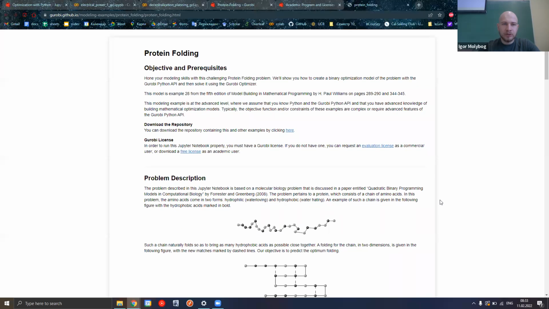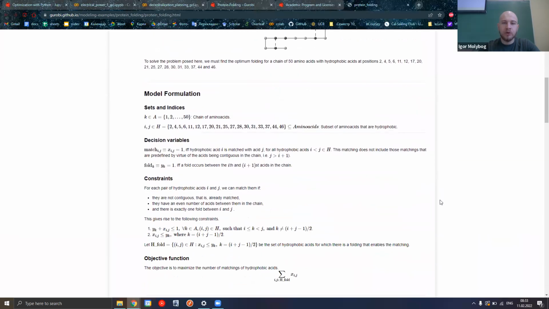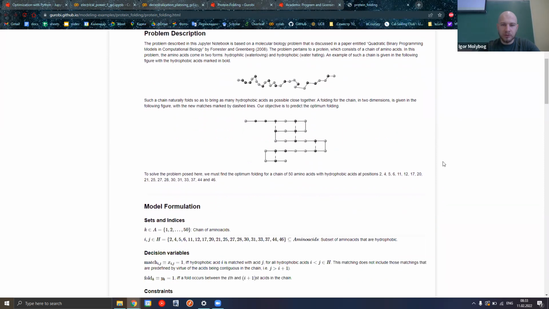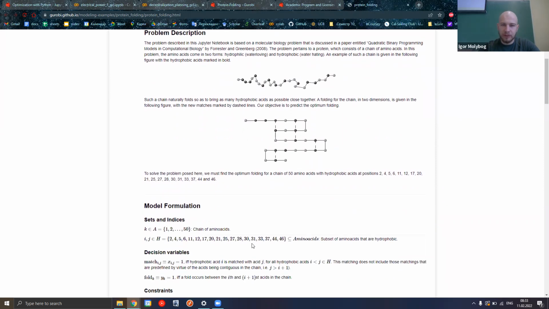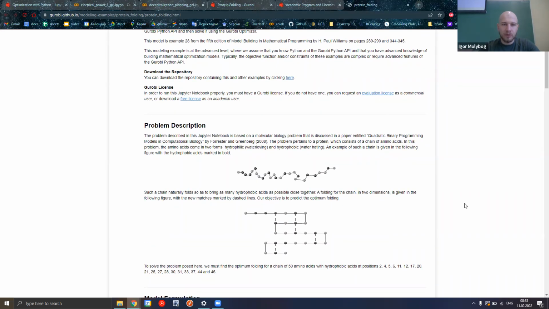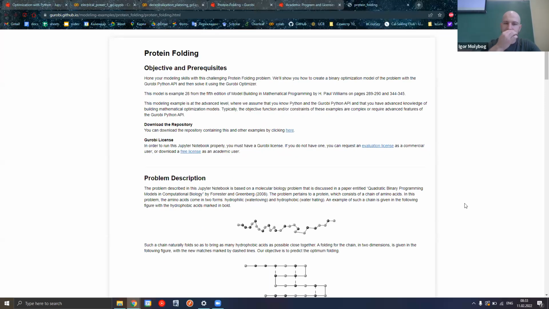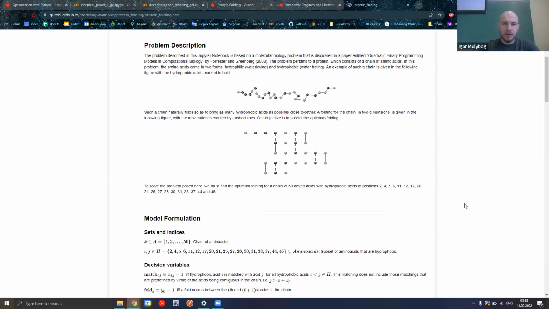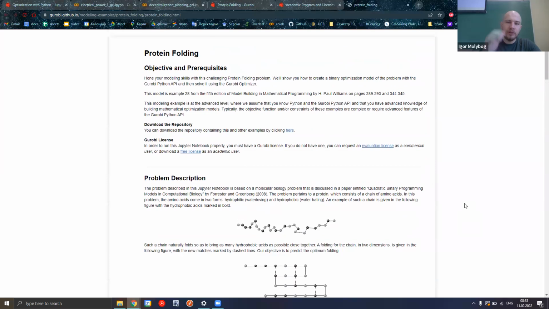Even though we cannot solve it with Colab notebook for the specific size, just because it's too big, if we were to change the size of the problem, like put in fewer variables, we would definitely be able to solve it, even with the Colab. So let's take a look at what the problem is and what the model would be for protein folding. So the problem is like the following.